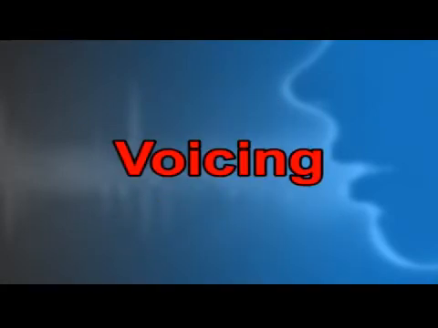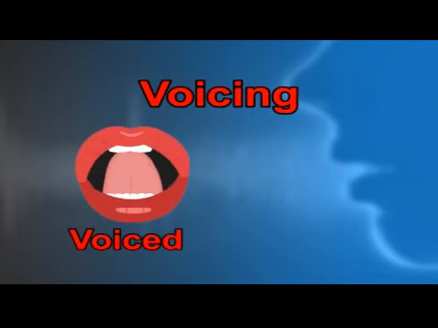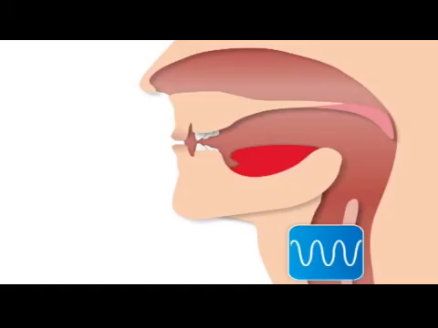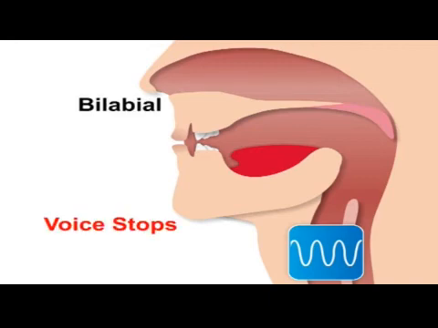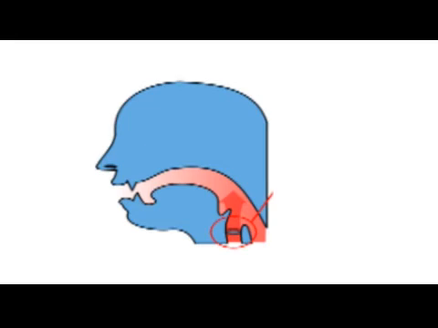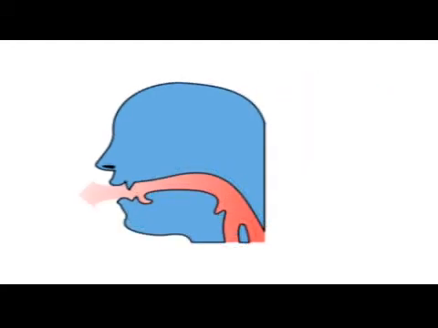For the moment, we will consider only two values for this dimension, that is voiced and voiceless. But voicing is actually more complicated than this. Just as English has voiced stops at the bilabial, alveolar and velar places of articulation, it also has voiceless stops at these places. So far, all of the consonants we have looked at have involved a complete closure of the vocal tract, blocking air from passing out.